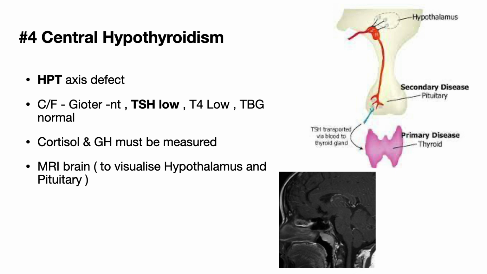In this, one must remember that cortisol and GH, that is growth hormone level, must be measured because it indirectly indicates that there is some defect in pituitary. Also, we must perform MRI brain to visualize the hypothalamus and the pituitary.